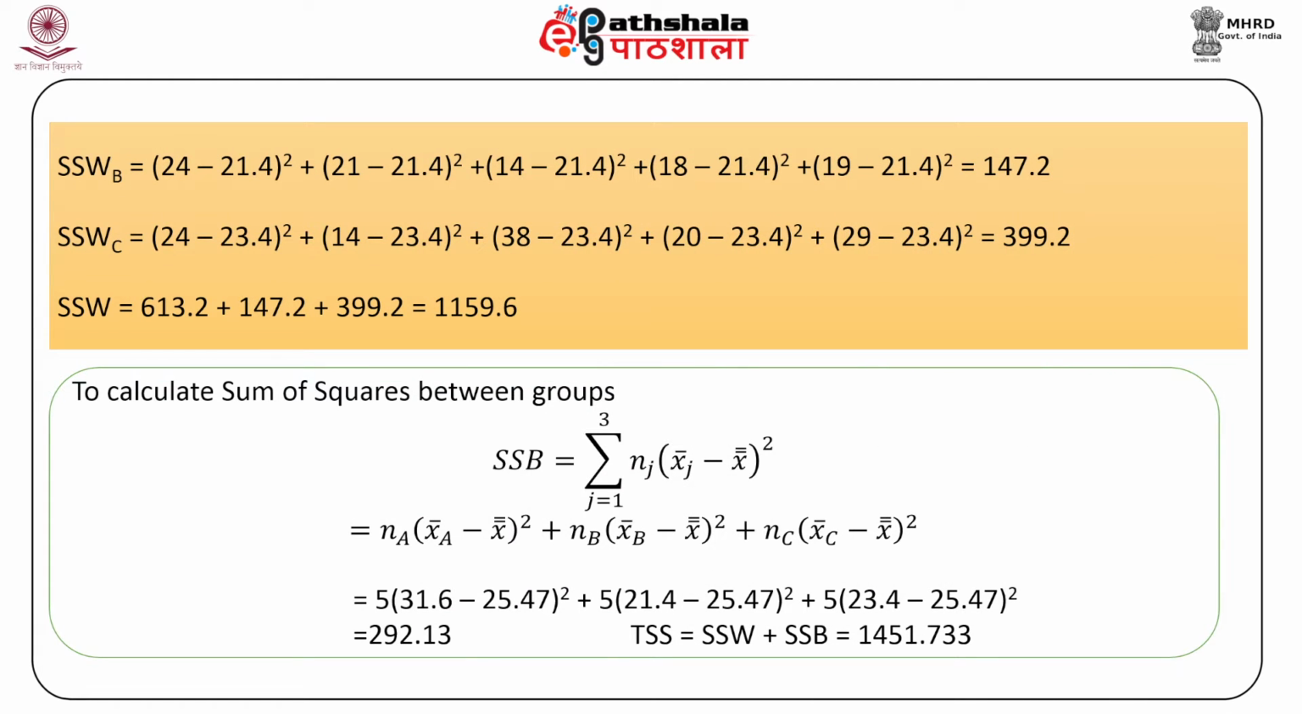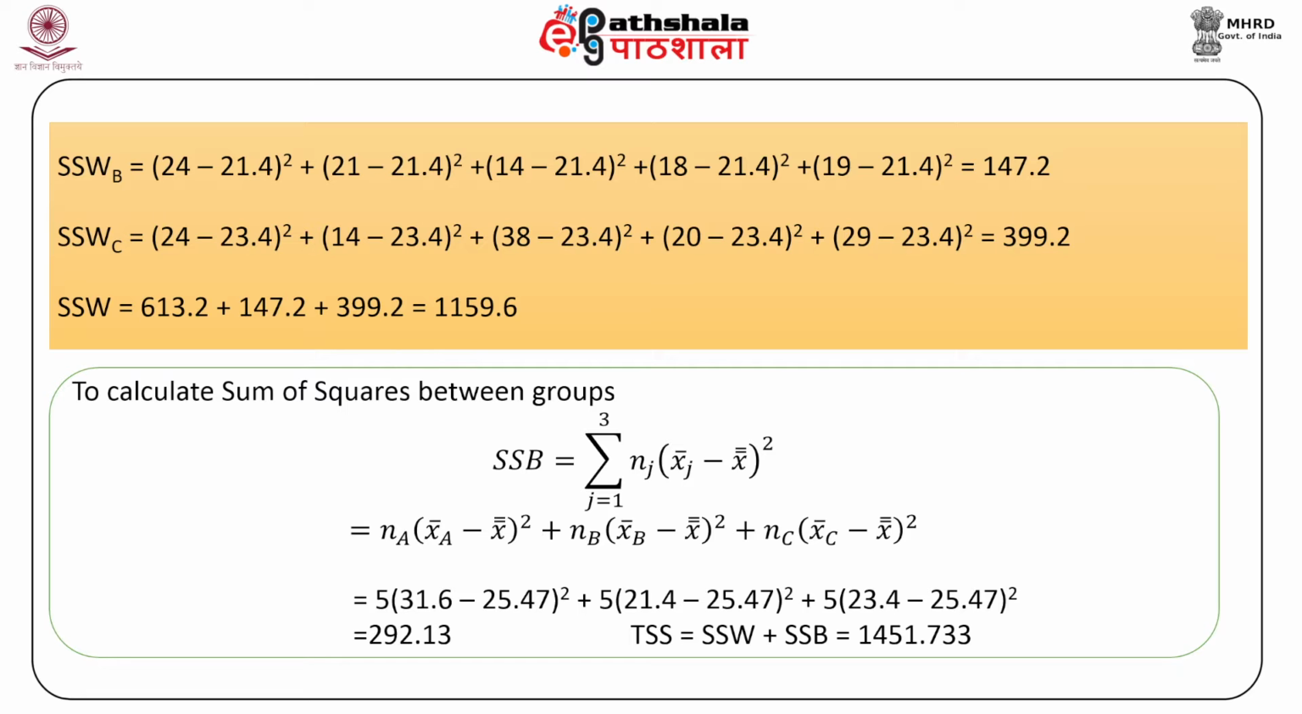Similarly, we have obtained SSWB, and this comes out to be 147.2, and similarly SSWC comes out to be equal to 399.2 by the similar procedure. Therefore, SSW is equal to 613.2 plus 147.2 plus 399.2, and the sum total is 1159.6.